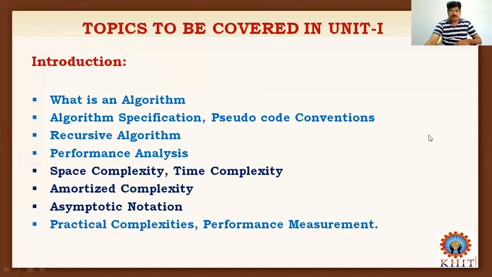This lecture will talk about space complexity, how to find it for a given algorithm, how to find time complexity, what is meant by amortized complexity, what asymptotic notations are, and what the various types of asymptotic notations are. We will discuss them clearly in this session.